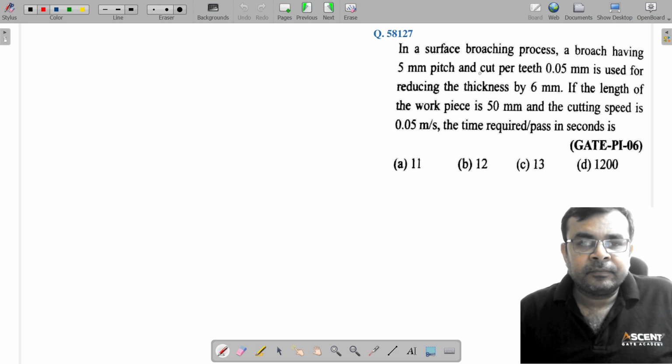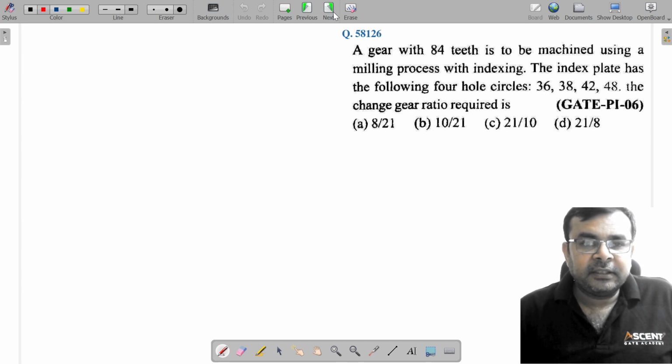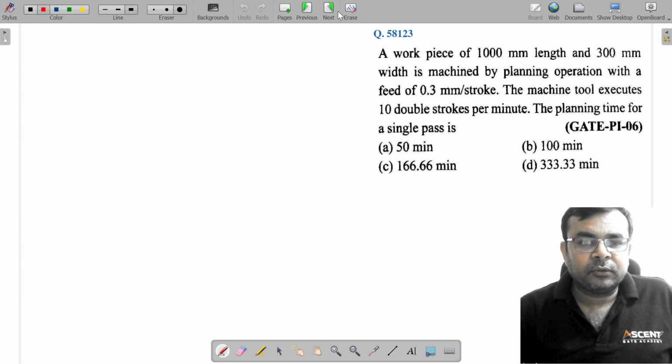Okay, so let's see. This is not a part of sheet metal operation, so I am leaving these two questions.